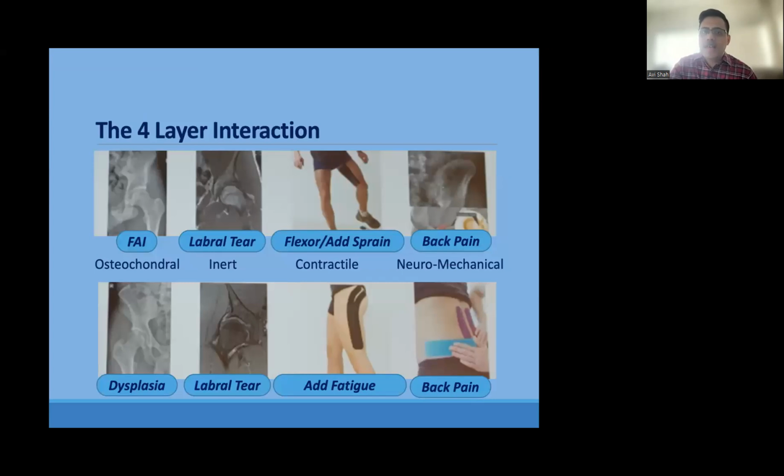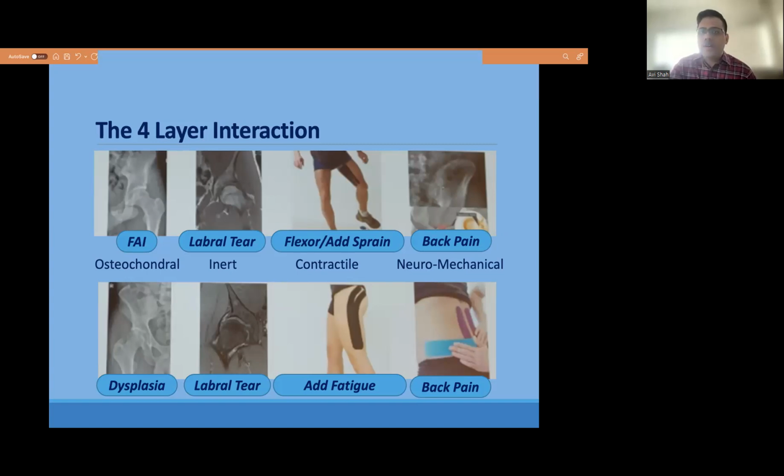So here's just an example of the layer concept. If a person has FAI, that's the osteochondral layer. Usually with that, they will have labral tear or injuries, which is the inert layer, which leads to flexor adductor sprains, which is the muscle component and the contractile layer, and can cause back pain.